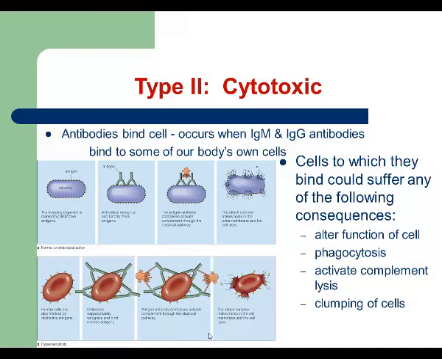What other consequences might happen? This reaction can cause activation of phagocytosis. It can cause clumping of the cells. And also, cytotoxic reactions can alter or change the function of certain cells. Let's look at this.